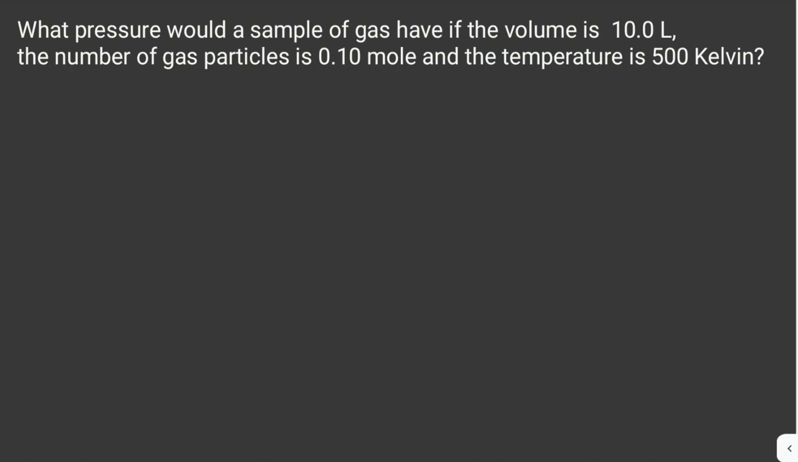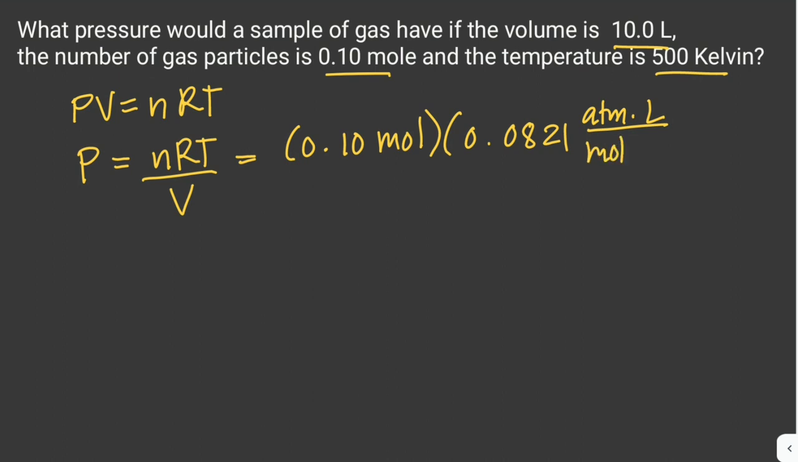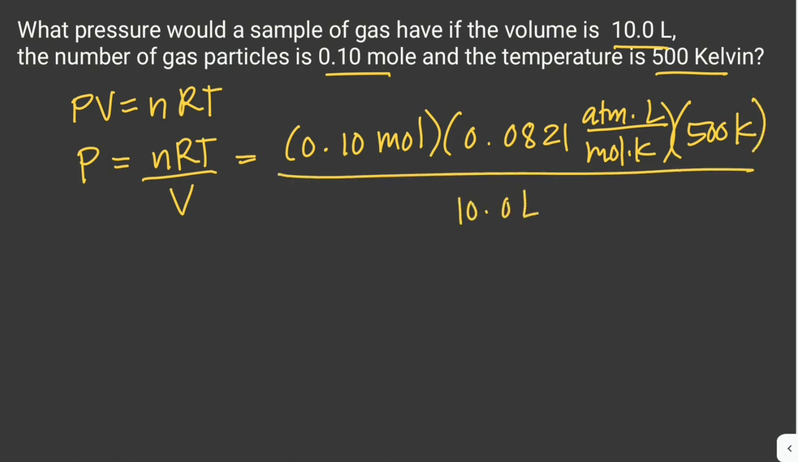What pressure would a sample of gas have if the volume is 10 liters, the number of gas particles is 0.10 mole, and the temperature is 500 Kelvin? So again, using the ideal gas law, PV equals nRT. Pressure is just equal to nRT over V. So we don't need to convert anything here. So pressure is just equal to the number of moles, 0.10, times the ideal gas constant, 0.0821 atm liter per mole Kelvin, times the temperature, which is equal to 500 Kelvin, over 10 liters. So this is just equal to 0.41 atmosphere. So that is our pressure.